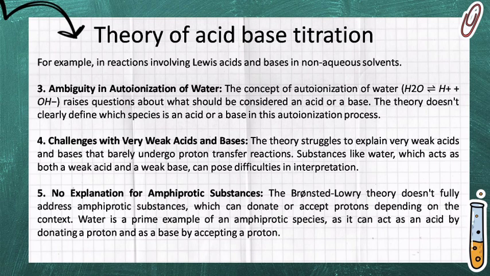Fifth, no explanation for amphiprotic substances. The Bronsted-Lowry theory doesn't fully address amphiprotic substances, which can donate or accept protons depending on the context. Water is a prime example of an amphiprotic species, as it can act as an acid by donating a proton and as a base by accepting a proton.